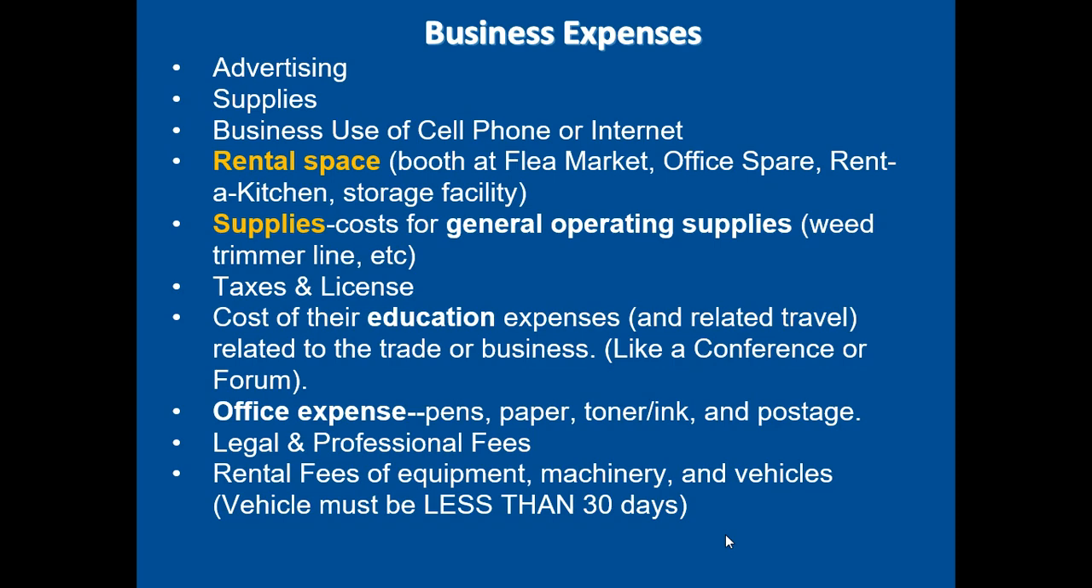Supplies. So what are the costs of the general operating supplies that you need? If you're a landscaper, it could be that weed trimmer, weed trimmer line. It could be pens and paper. What are the supplies that you need? Those mops, those dust rags. Taxes and licenses. If you are a business, you're supposed to have a license and have to renew it. It could be a CPR license if you're in home health care.